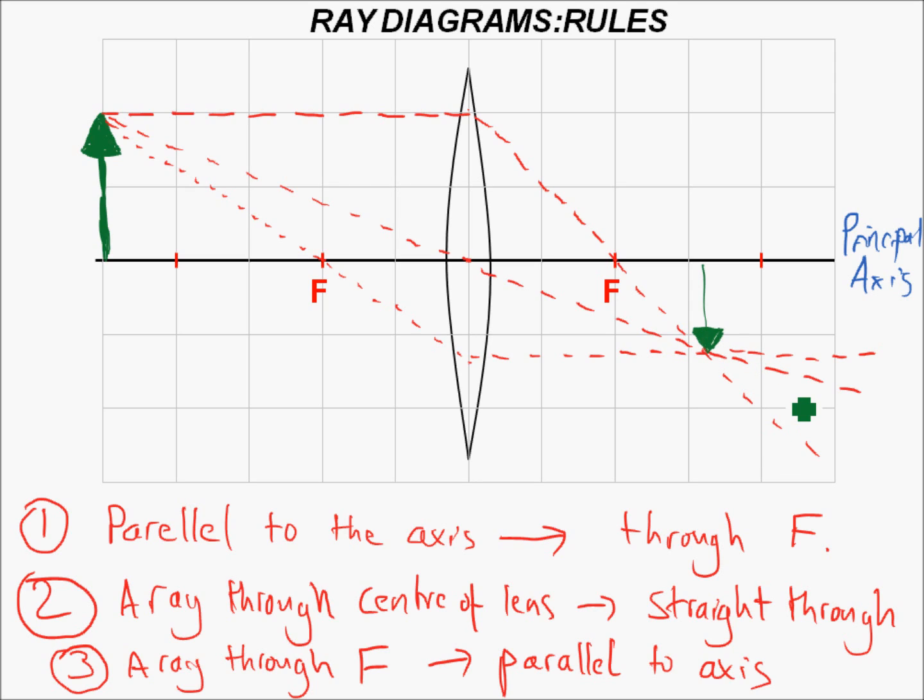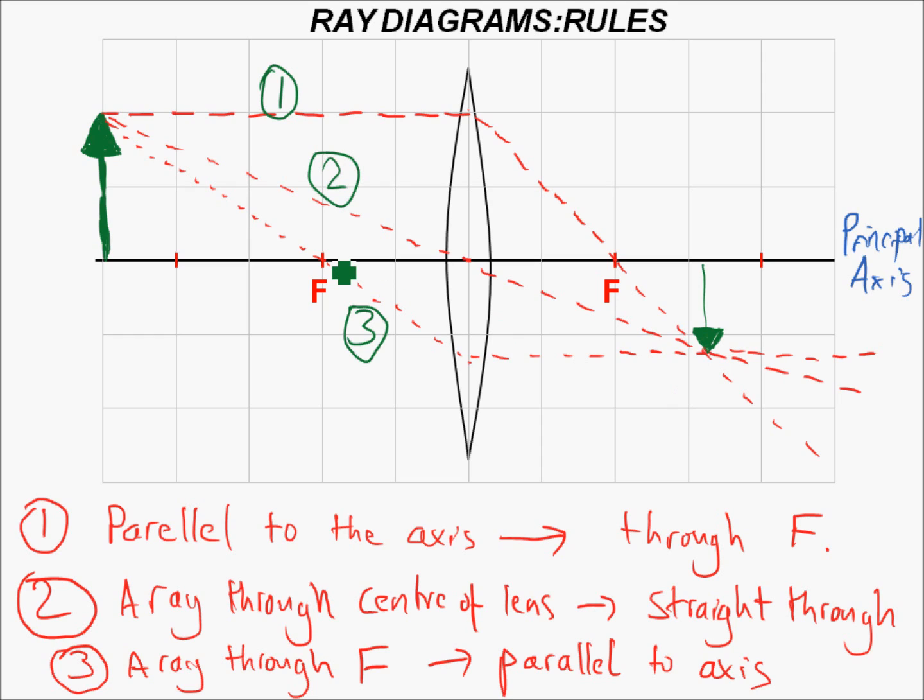And with all of these questions, any question that you encounter for a lens ray drawing type situation, you need to follow rules 1, 2, 3. 1, if it goes parallel, then it goes through the focus. 2, if it goes straight through the center, it continues straight through the center. And 3, if it goes through the focus point beforehand, then it goes parallel afterwards.